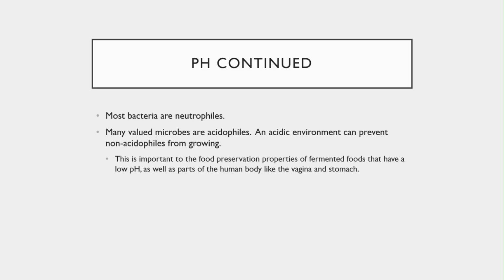Many valued microbes are acidophiles. They have been important through human history in food preservation, such as fermented foods. These acidophiles create low pH food environments. Think of the conversion of milk to yogurt. This is done in part by the acidophile lactobacillus. It's useful in other areas to have a low pH as well, such as certain body parts of the human body like the vagina and stomach, which maintain a low pH, thereby regulating the type of microbes that can be present in those environments.